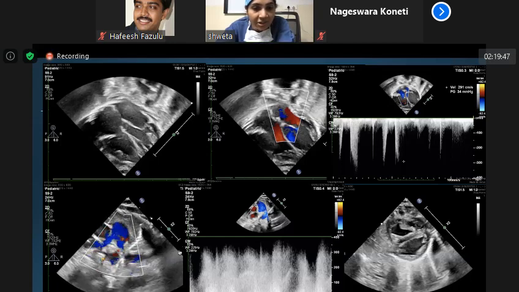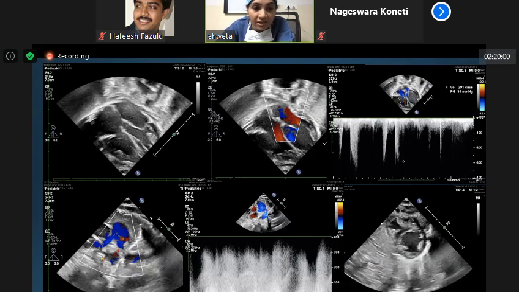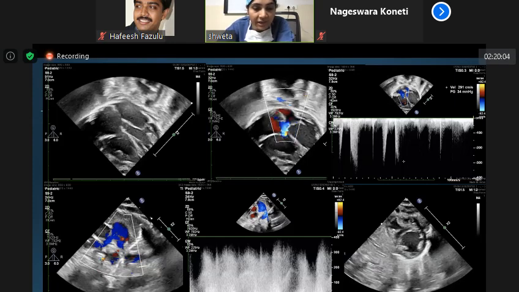And there is a continuous flow across the duct, which suggests that the PA pressures are almost normal now. And look at the ventricular function here. That is also normal. So ventricular function is normalized. So this injection acts as both therapeutic and diagnostic.